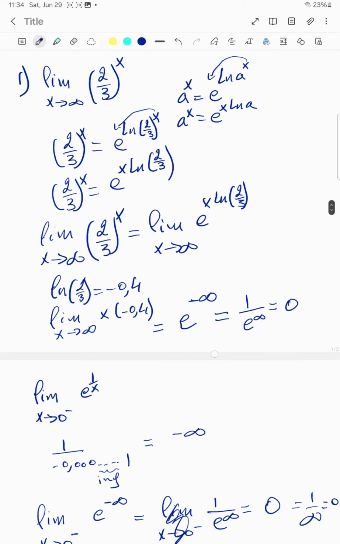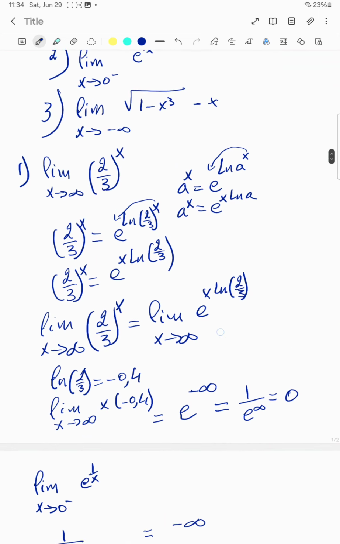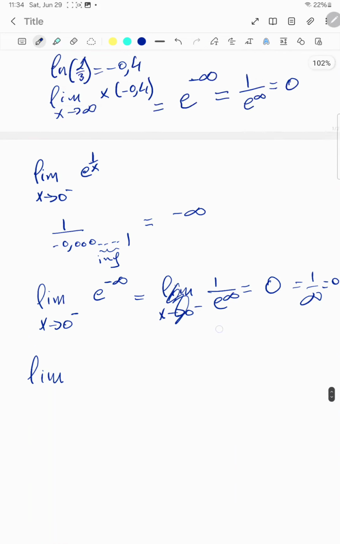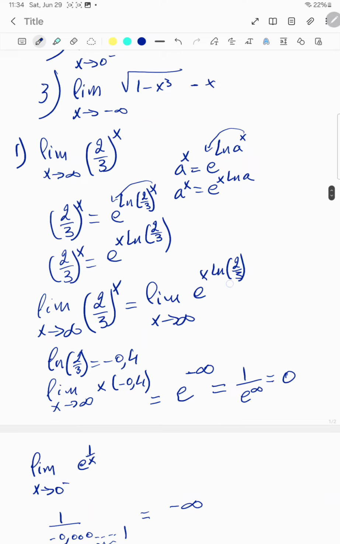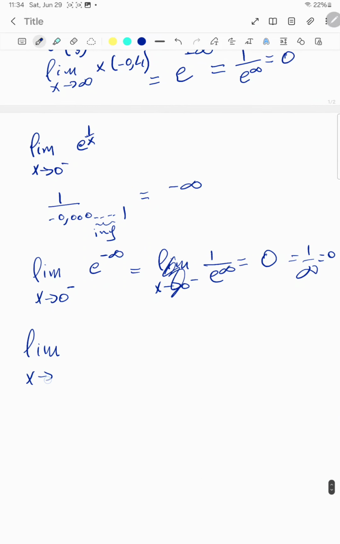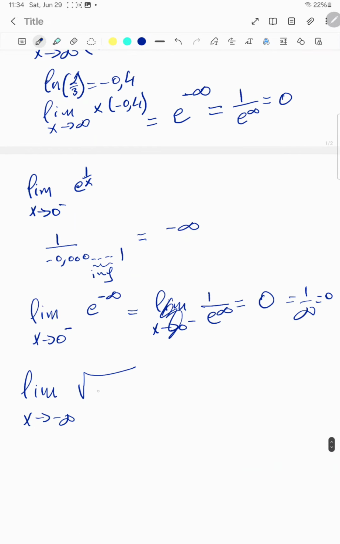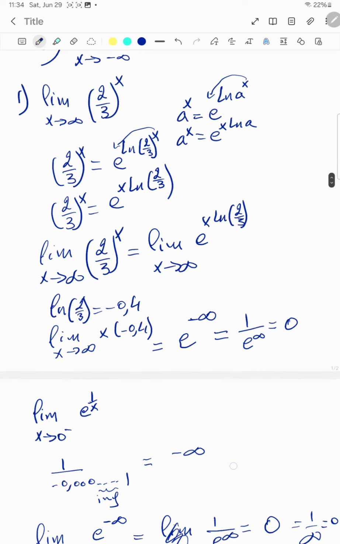So now let's do the third problem, which is the limit when x goes to minus infinity of the square root of 1 minus x to the power of 3, minus x outside the square root.